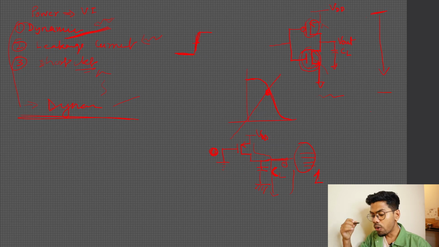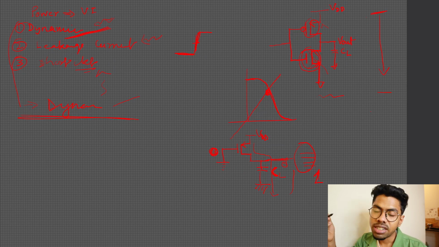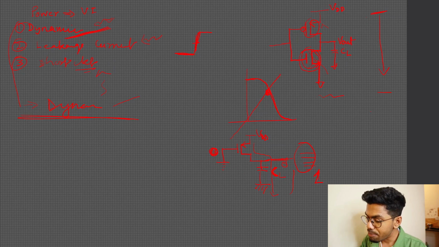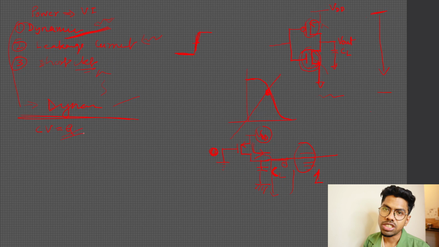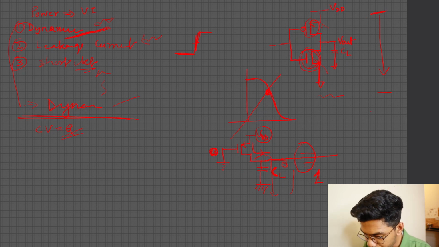Now anytime you are charging your capacitor, you are drawing some power from VDD, because a current flow will be there. So how to find out that equation? If you probably remember, CV is equal to Q. That means for a C capacitance and a V voltage, we need to bring a Q charge to charge our capacitance up to VDD.